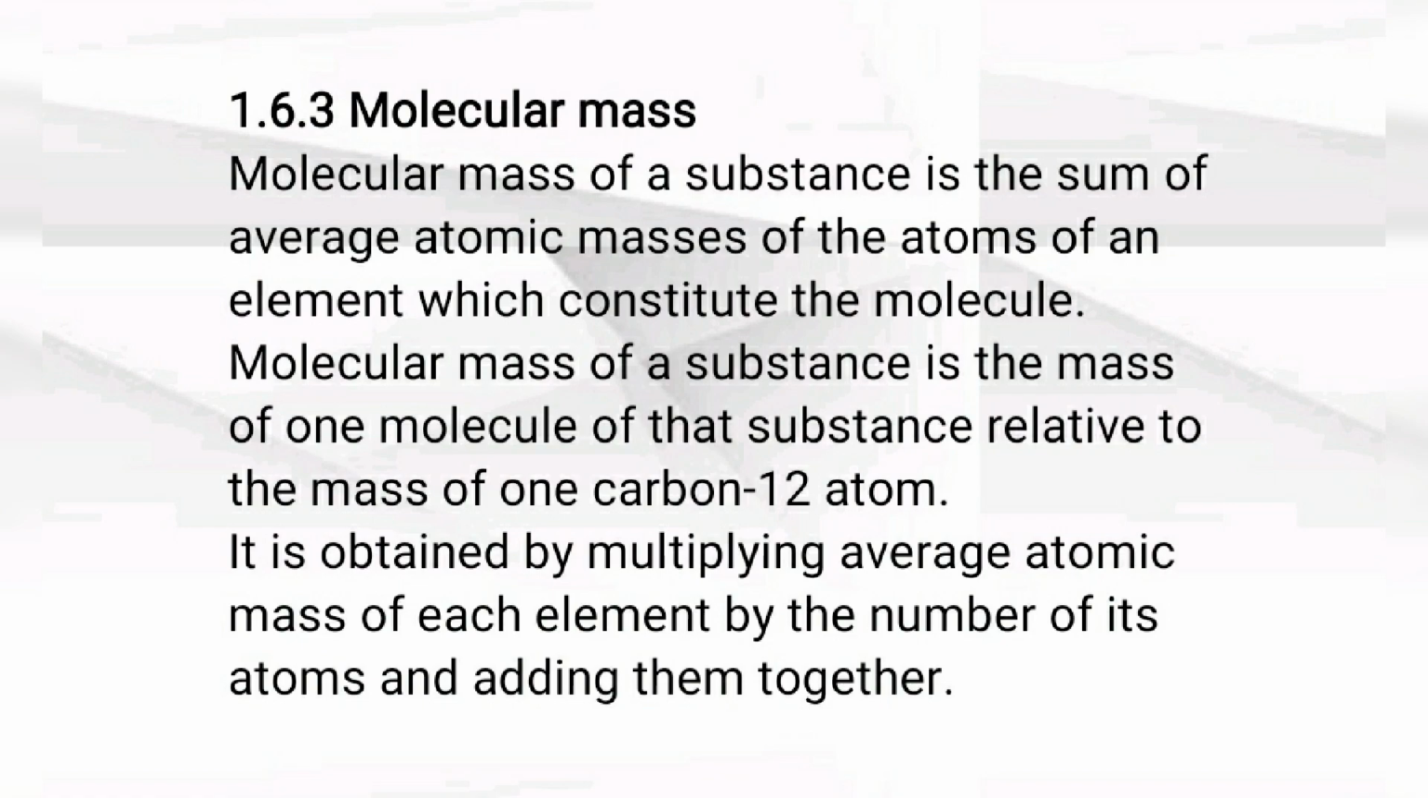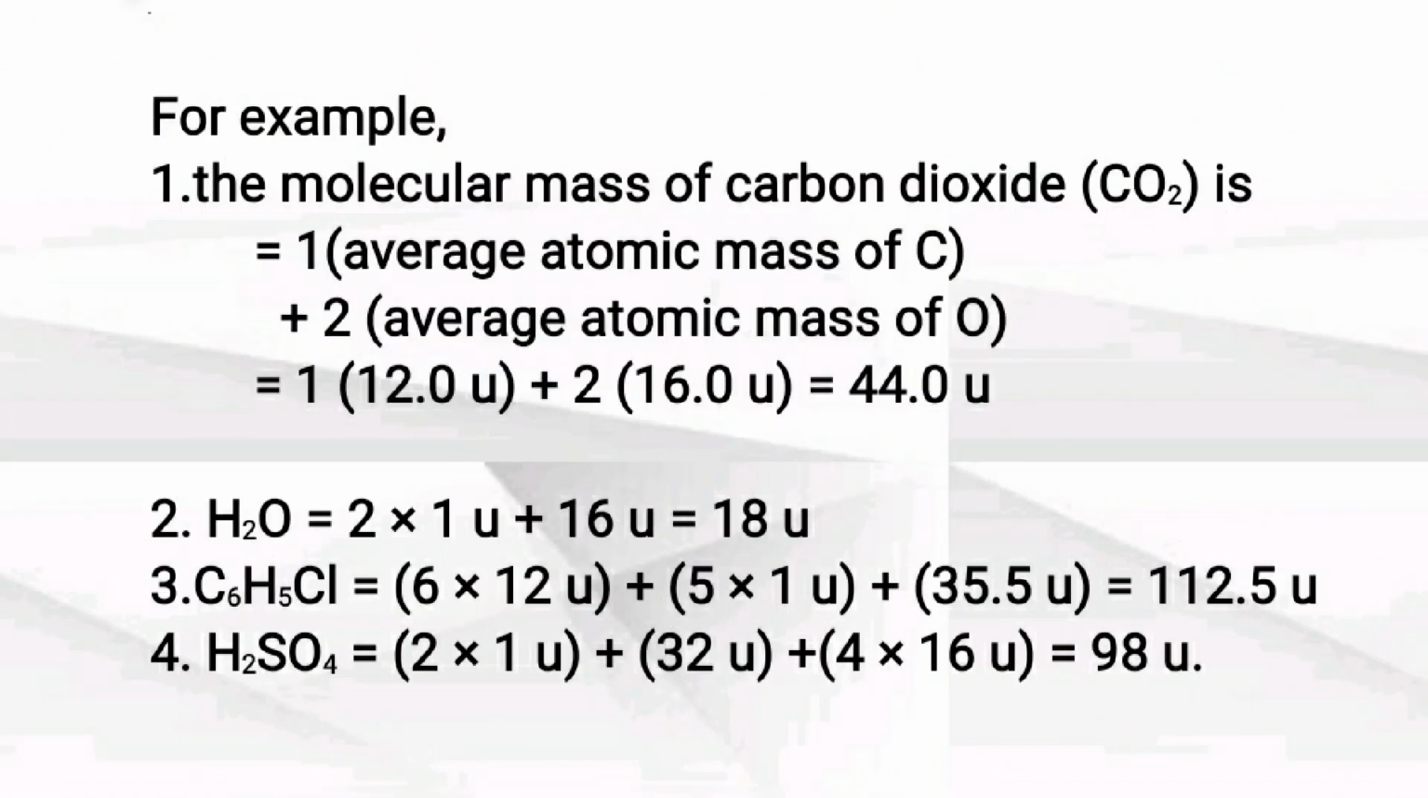It is obtained by multiplying the average atomic mass of each element by the number of its atoms and adding them together. For example, see example number 1, carbon dioxide. Now how to calculate the molecular mass of carbon dioxide? Here in carbon dioxide, one carbon is present and two oxygen are present. So 1 into the average atomic mass of carbon plus 2 into the average atomic mass of oxygen. Next step, 1 into 12 unit plus 2 into 16 unit. So the resultant is 44 unit.